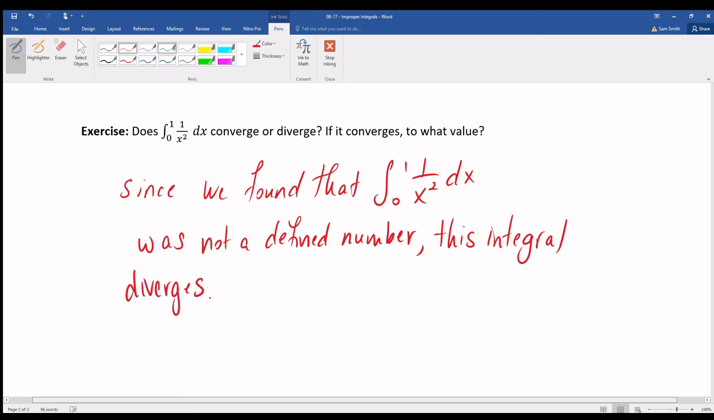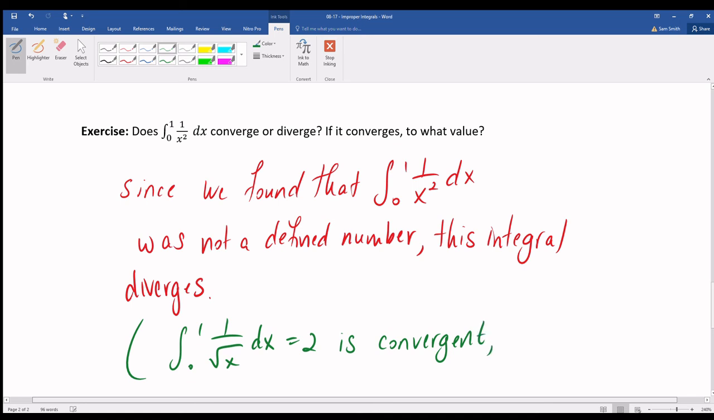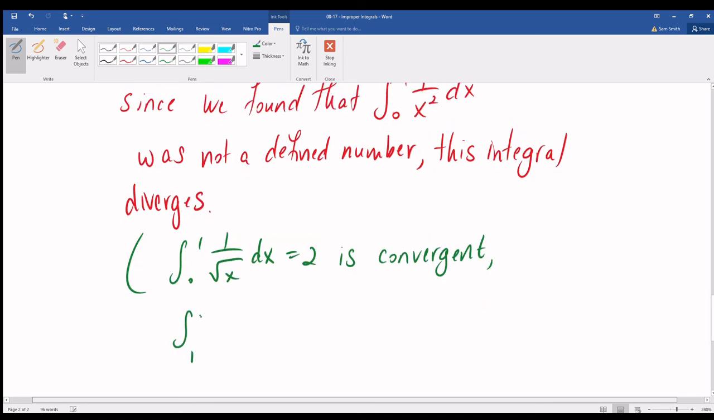Contrast with the other two integrals that we did, the integral from 0 to 1 of 1 over square root x dx, whose value is 2, this is convergent. And likewise, the integral from 1 to infinity of 1 over x squared dx, whose value is 1, as a result of being a real number, was also convergent. So keep an eye on this language. You will see it several more times if you go on to take Calculus 3.